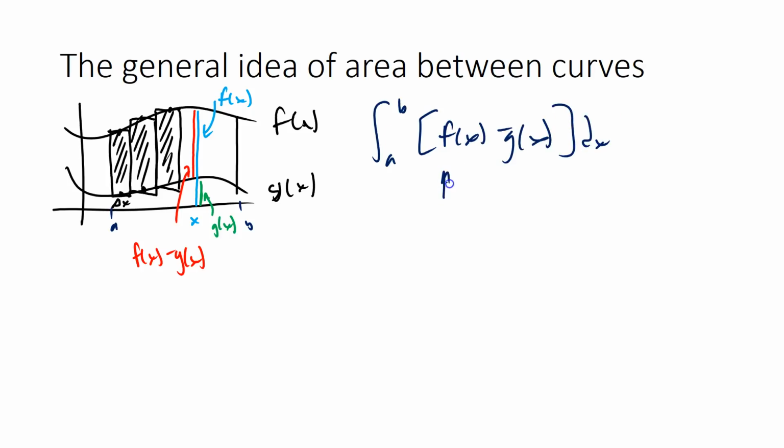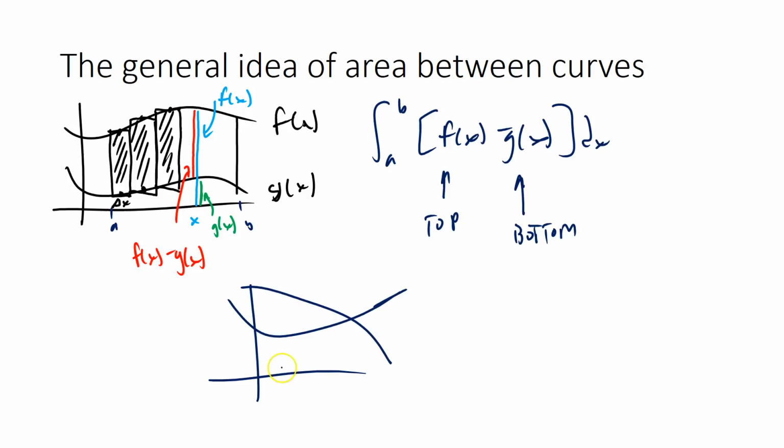So all this is the top function minus the bottom function. If you do it the other way around, you'll get negative values, which you don't want. Okay, so you do top minus bottom. That's it. That's really the general idea for finding the area between two curves. Now, people always ask me, first of all, what if they cross?